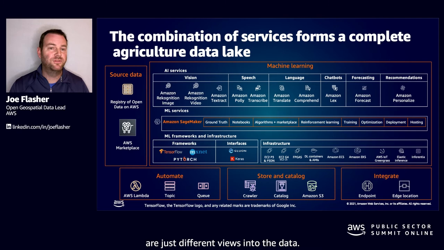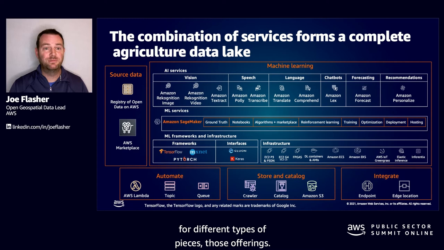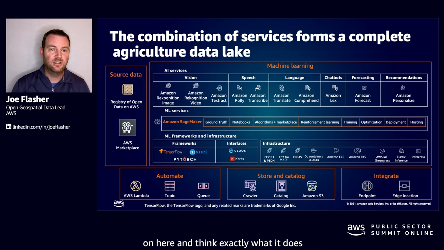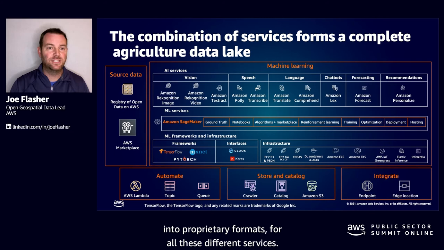So here I just have an example of our AI/ML offering, right? And this is only one specific piece of our total offerings. And so you would see something that looks like this slide for different pieces of those offerings. The point that I want to drive home here is not that you should look at every different service on here and think exactly what it does, but that you're storing the data in a way, hopefully a cloud-optimized way, that can be easily used across a whole plethora of services, without having to duplicate the data storage into proprietary formats for all these different services, right? So store the data once and work on top of it in the cloud.